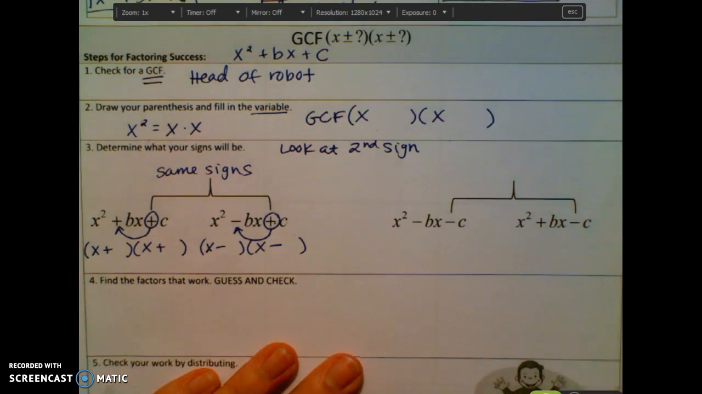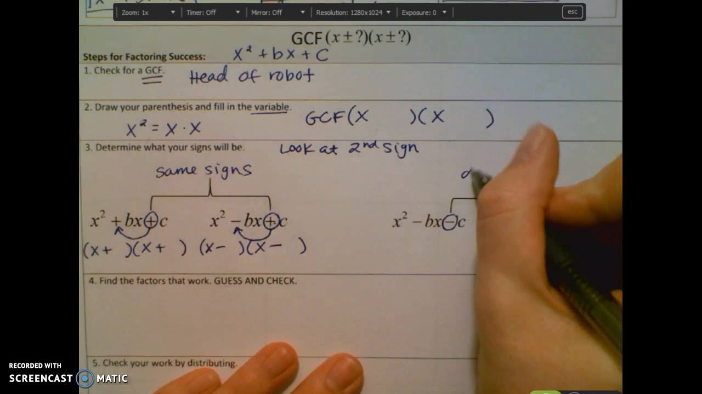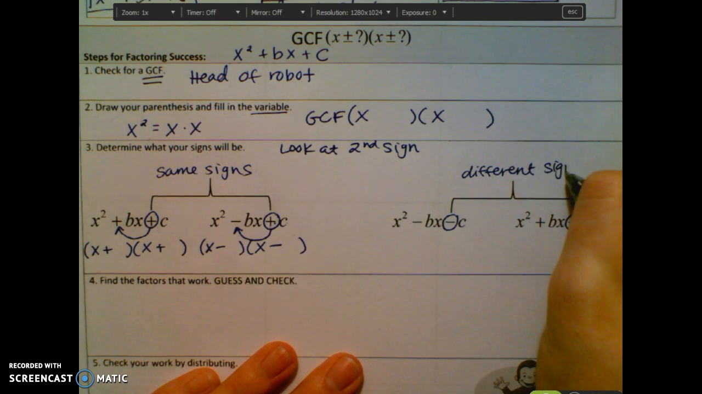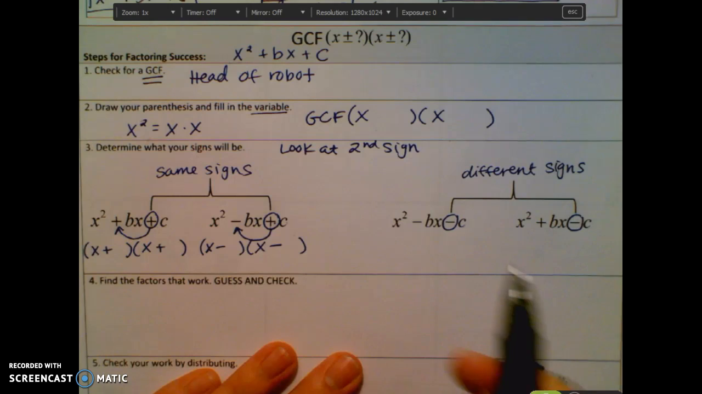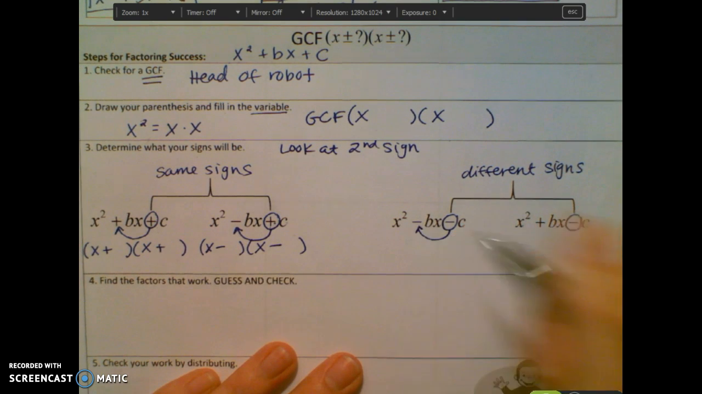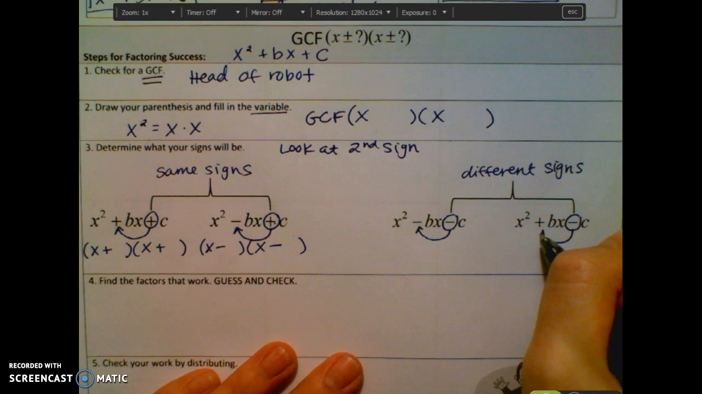Now, if there is a negative sign in front of the c, that means that our signs are going to be different in our factors. So that means we have different signs. Again, we start by looking at the second sign, and then we go to the first sign. Start at the second, go to the first.